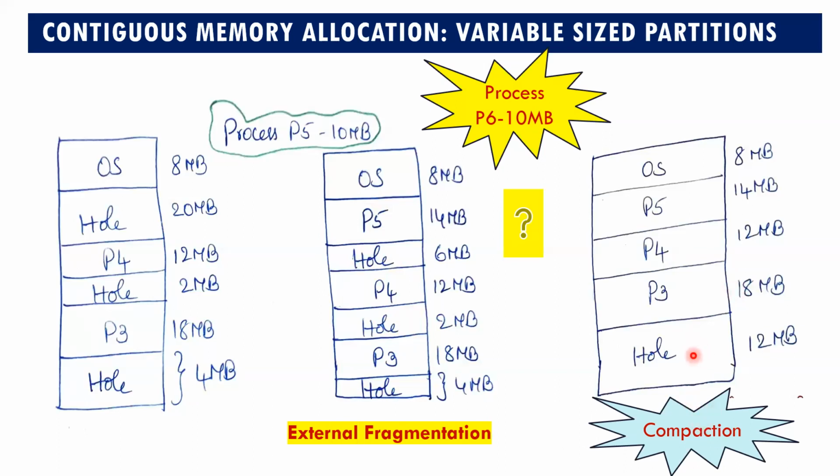So when we apply compaction, we are able to find an available block of memory in the form of a hole which is of size 12 MB. So now our process P6, which is of size 10 MB, can be accommodated into the hole of size 12 MB.